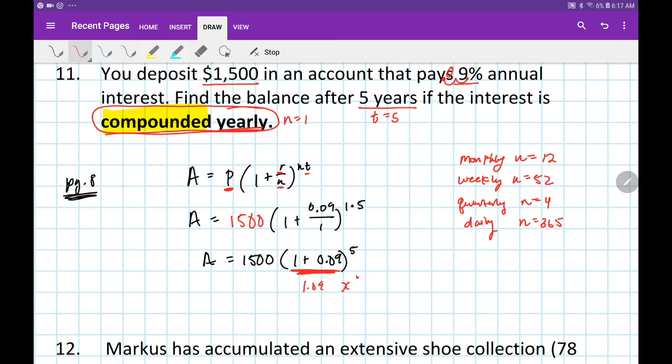Then you'll hit the button that says x to the power of y and then hit 5. That'll give you this to the power of 5. And in the last step, you'll multiply that by the number in front, 1500. So you're going to have to work backwards, starting in the inside, then the exponent, and then the number in front.